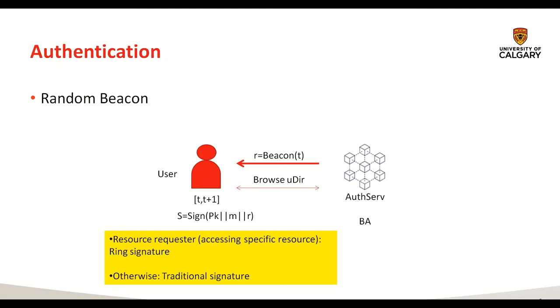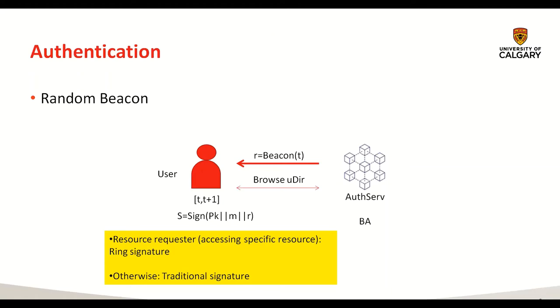An outsider or a user who has been removed from the system may try to publish a transaction which he has captured earlier. To prevent this unauthorized access, we need a challenge response authentication. For that, we considered a random beacon service where BA publishes a random string in regular time intervals. A user who wants to sign the transaction and authenticate himself to BA in time T receives the random value for time T and generates his signature using this random value.